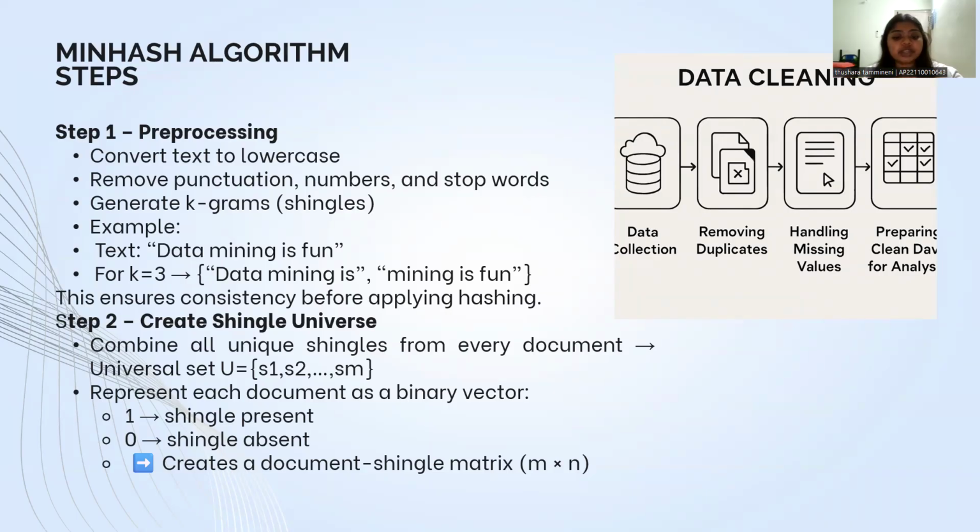Now step 2. Creating the shingle universe. We collect all unique shingles from every document. This becomes our universal set. Then each document is represented as a binary vector. If it's 1, that means the shingle is present. If it's 0, then the shingle is not present. This forms a large document-shingle matrix that represents all documents.